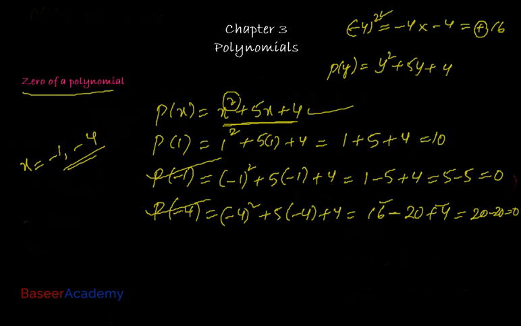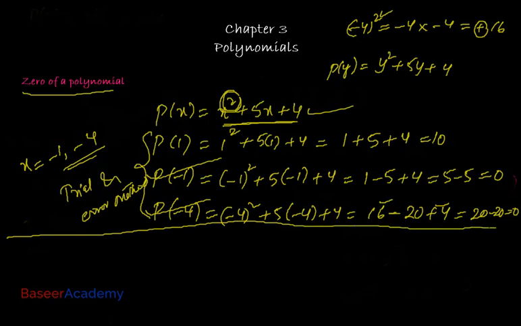And I told you we would be getting two zeros because the degree of this polynomial is 2. The method that we did here is known as the trial and error method. We can find the zeros of the same polynomial using a little easier method. Let's see how to do it.